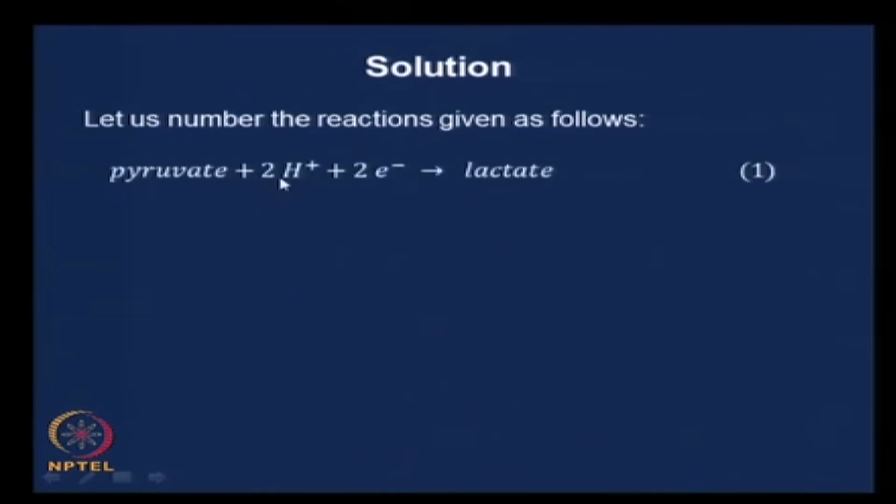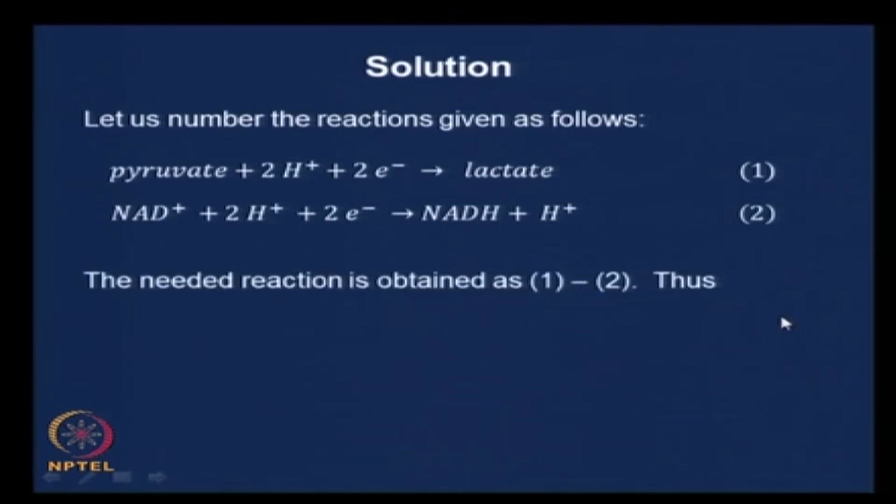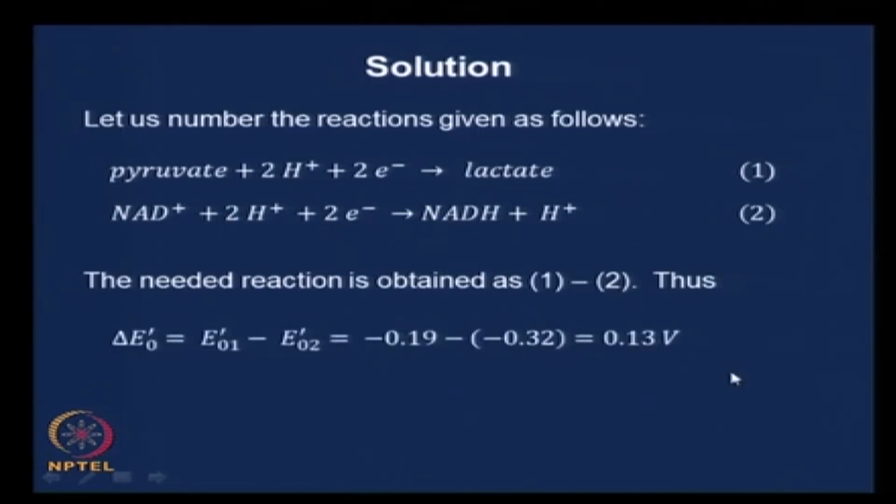Pyruvate plus 2 H plus 2 e minus giving you lactate, let us call that 1, and NAD plus plus 2 H plus 2 e minus giving you NADH plus H plus, let us call that equation 2. And the needed reaction that we require in the problem statement is obtained as 1 minus 2, and therefore the delta E naught dash that we require is nothing but E naught 1 dash minus E naught 2 dash. Why don't you work it out, 1 minus 2, you would have done this already, check whether 1 minus 2 gives you the reaction that we are looking for.